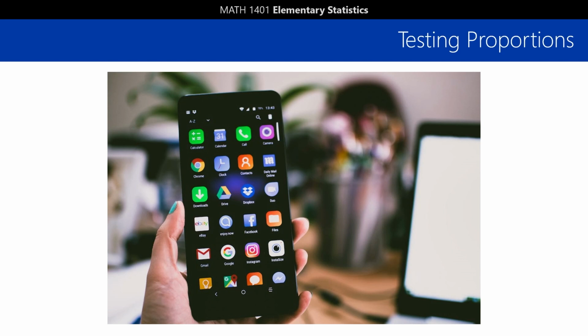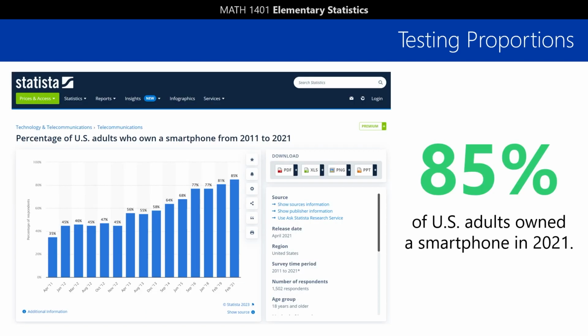Okay, got your guess? So, according to Statista, 85% of US adults owned a smartphone in 2021. How does that compare to your guess? Was your guess lower or higher? Now, what if you were to think about just college students? Would you think that would be lower or higher than that 85% number? Personally, my hunch would be that it would be higher.